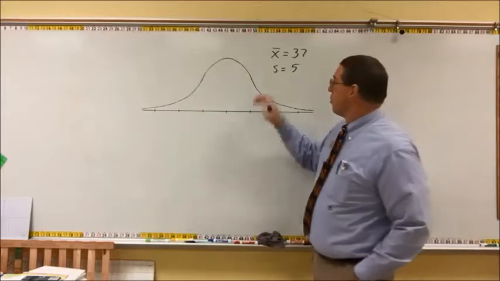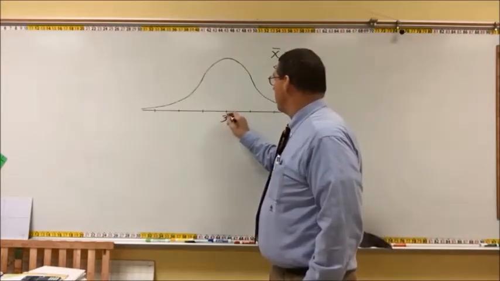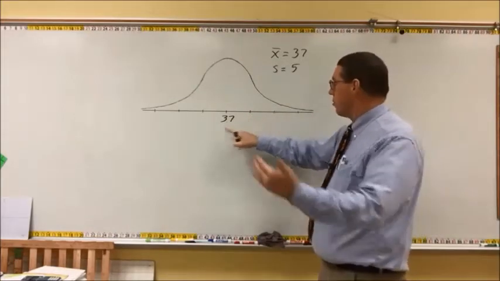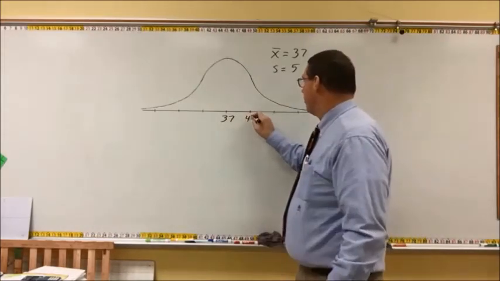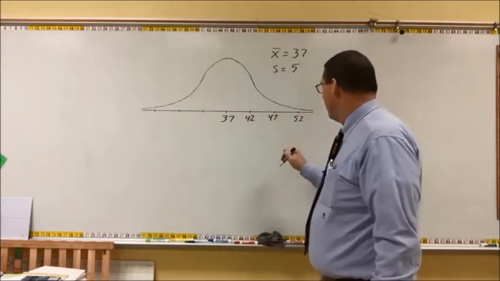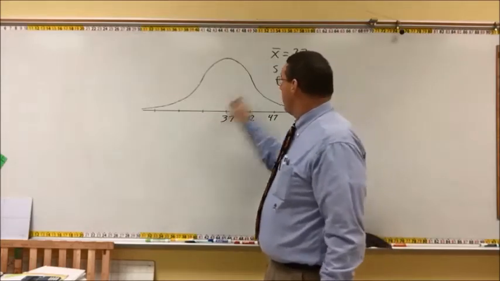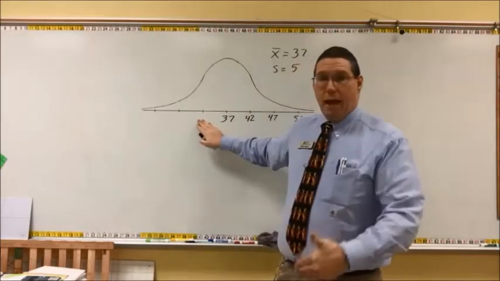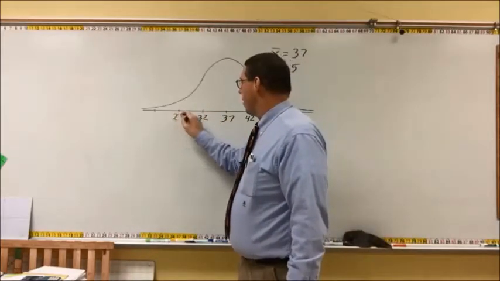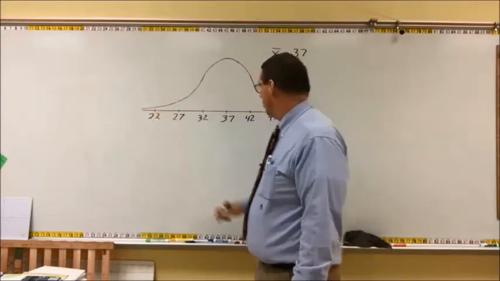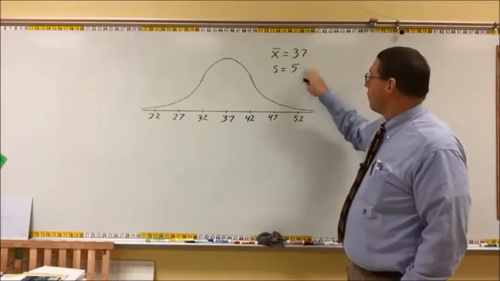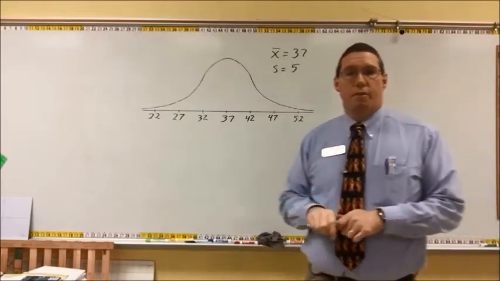All right, so hopefully this is what you did. We always put the mean in the middle, so we put a 37 there. Then we go up by standard deviations, so we go up by 5. This will be 42, this will be 47, and this will be 52. Then going downward, we go down by 5s. 37 goes down to 32, goes down to 27, and goes down to 22. Okay, so here is the normal distribution curve that has a mean of 37 and a standard deviation of 5.